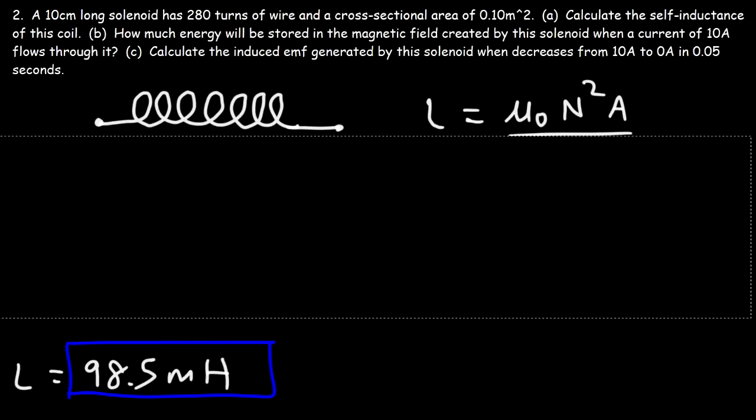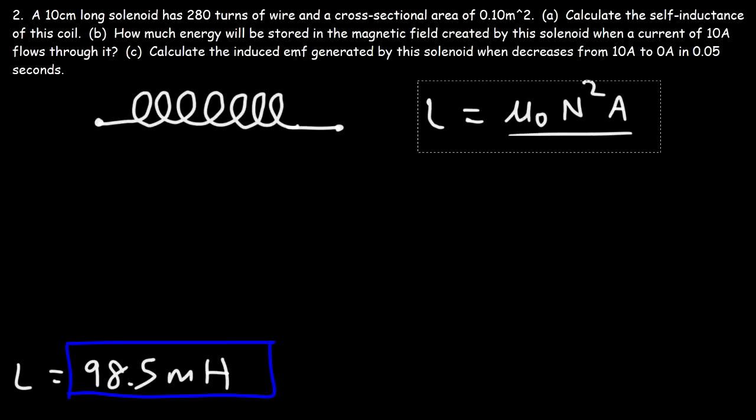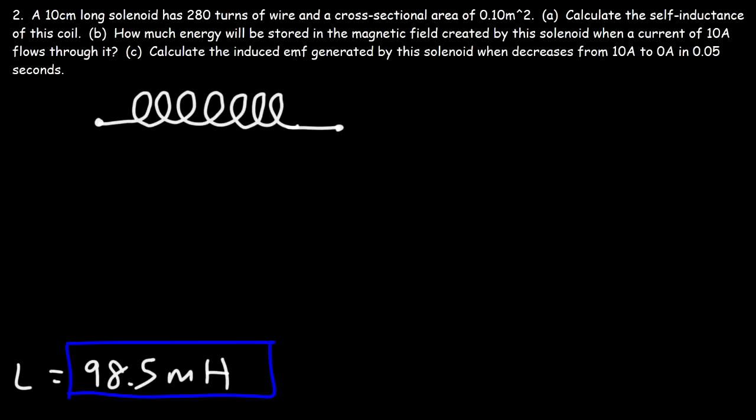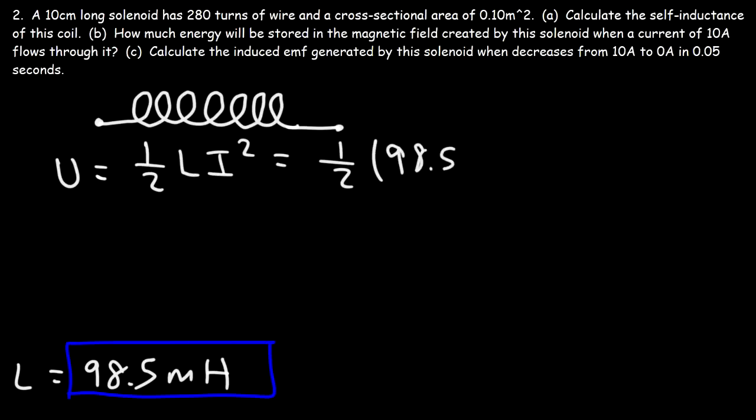Now what about part B? How much energy will be stored in the magnetic field created by this solenoid when a current of 10 amps flows through it? So we could use this formula. The potential energy stored in an inductor is going to be 1/2 Li squared. So the inductance we got is 98.5 millihenries, or 98.5 times 10 to the minus 3 henries. The current that's flowing through it is 10 amps. Now don't forget to square it.